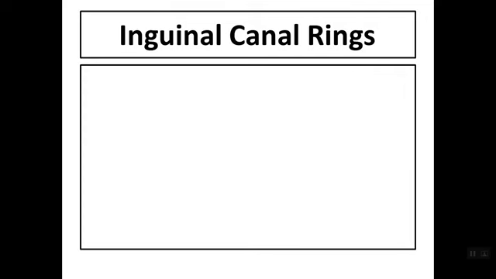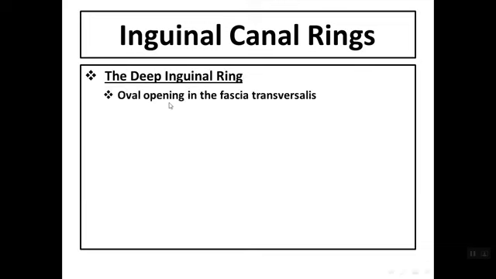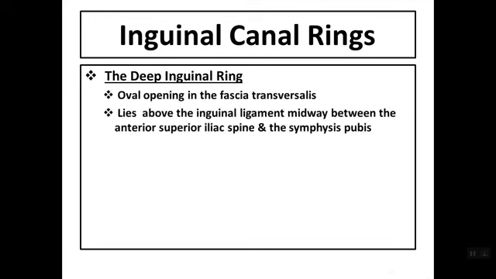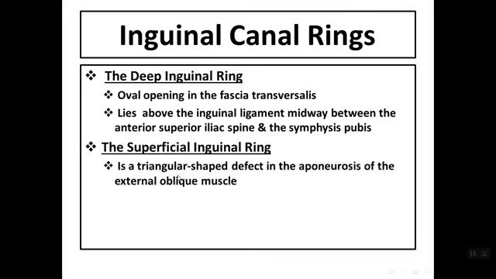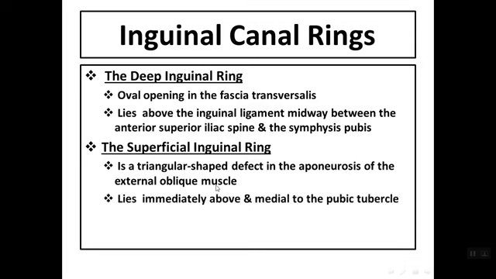Inguinal canal rings. These rings are regarded as weak points. The deep inguinal ring is an oval opening in the fascia transversalis. It lies above the inguinal ligament, midway between the anterior superior iliac spine and the symphysis pubis. That's what we call the mid-inguinal point. The superficial inguinal ring is a triangular shaped defect in the aponeurosis of the external oblique muscle. Its position lies immediately above and medial to the pubic tubercle.